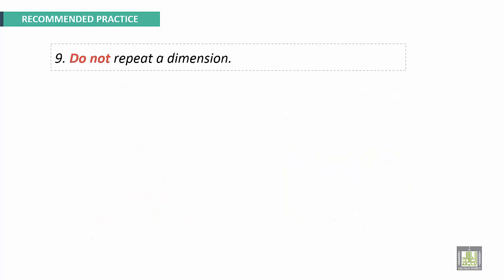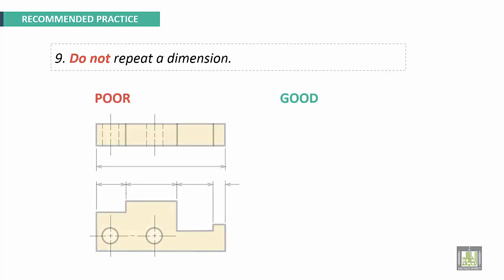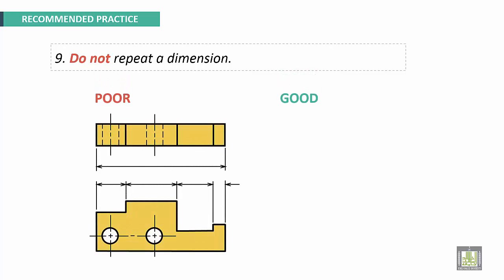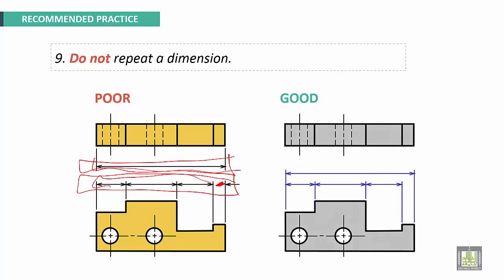Next recommendation, do not repeat a dimension. Yes, here we have an example. One of these dimensions is repeated because, for example, this dimension can be deduced from these three and this one. This is a good representation. This dimension will be deduced by calculation from this dimension minus these dimensions.